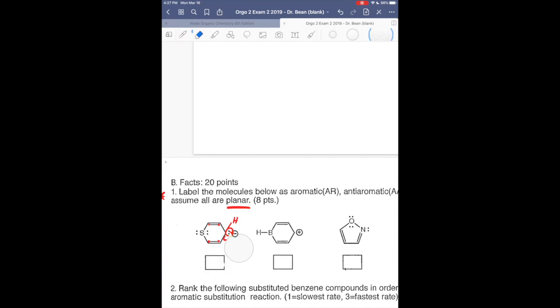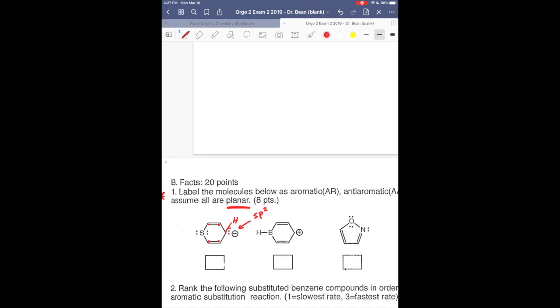Whenever there's resonance and we're trying to figure out the hybridization of a carbon atom like that, we take the lowest possible hybridization and consider that to be the hybridization of that carbon. So this is an sp2 hybridized carbon, right? And if we consider that lone pair versus the hydrogen, what type of orbital is the lone pair in?